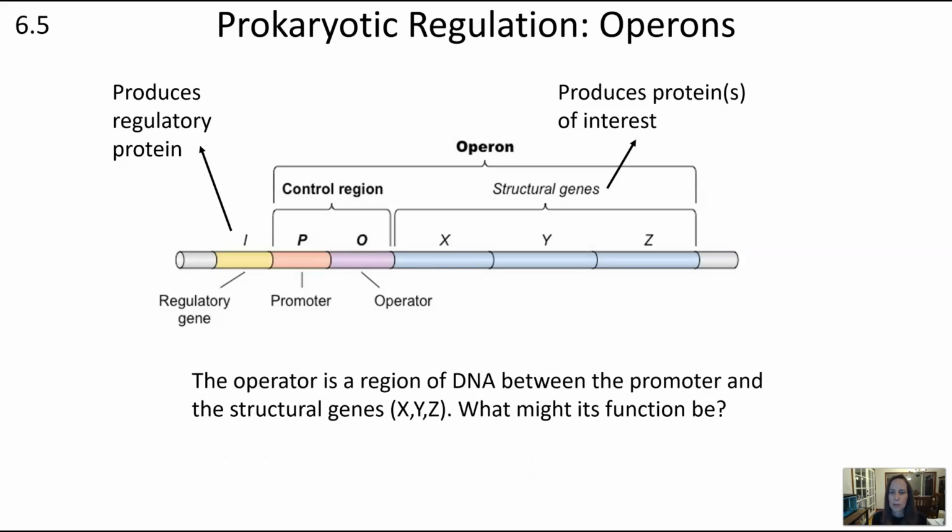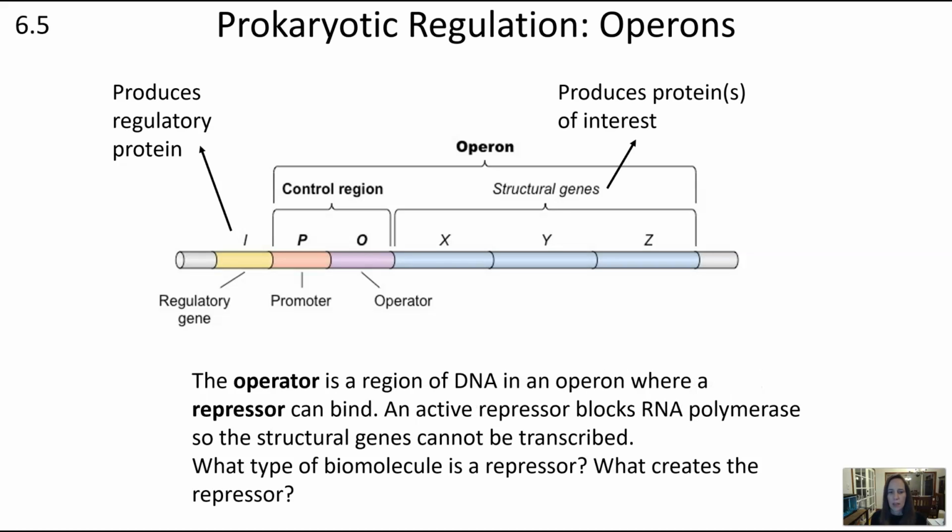The operator is a region of DNA between the promoter and the structural genes. What do you think its function is? This is a little trickier. An operator is a region of DNA in an operon where a repressor can bind. Because it's between the promoter region and the structural genes, it can serve as sort of a block. An active repressor blocks RNA polymerase so the structural genes cannot be transcribed.